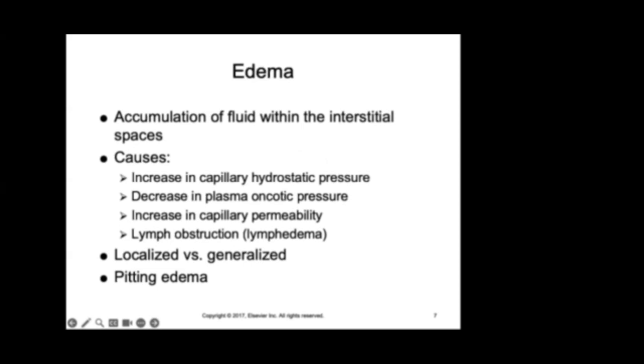Edema is just an accumulation of fluid within interstitial spaces. Causes include an increase in capillary hydrostatic pressure, a decrease in plasma oncotic pressure, an increase in capillary permeability, and lymph obstruction, as in lymphedema. It can be localized or generalized. Let's go through examples of each of these, starting with an increase in capillary hydrostatic pressure.